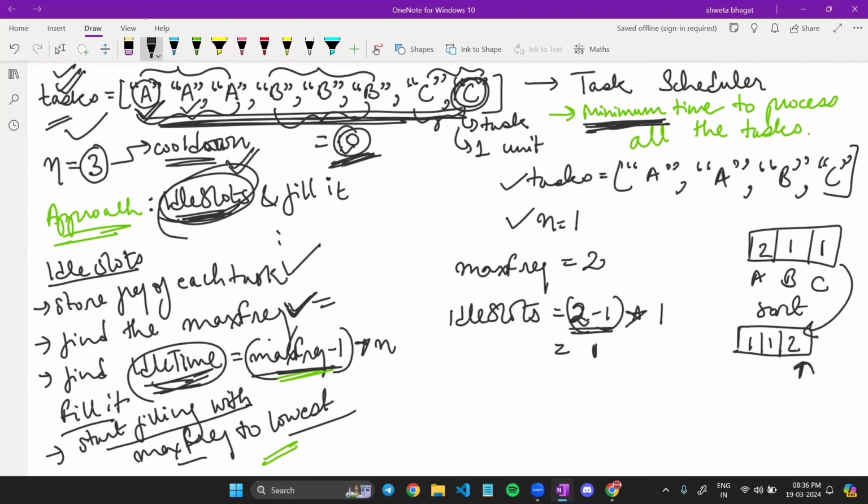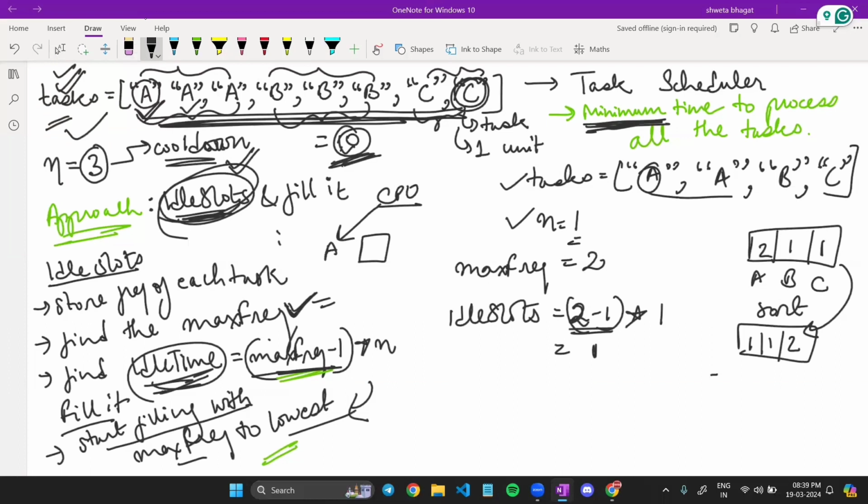Now, once we have done this, we have to fill these idle slots. And how are we going to fill them? If we have a CPU over here, we will assign the CPU to A. Why A? Because A has the max frequency, so we will assign the CPU to it first. Then we will have a cooldown of 1 unit because n is 1. Then we will assign the CPU to A again, correct? Now we have assigned the CPU to A, so we won't start iterating from here, because A has already been assigned the CPU. We will start iterating from here.